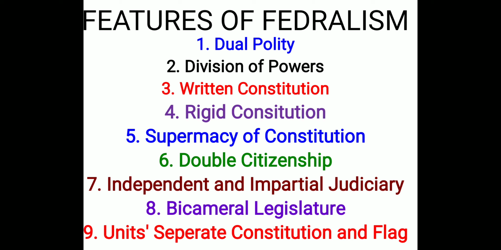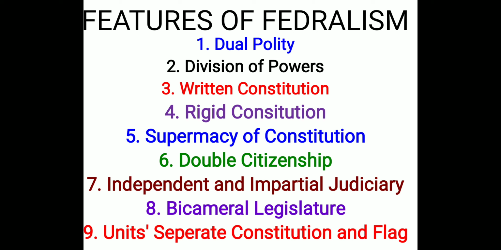Like dual polity. So, a federal government is a dual polity system. It means there are two governments at two levels. One is for the entire country, and one government is for a particular area. In USA, in India, we have dual polity governments, dual polity system, two governments. One is the government of India, and one is the government of the state, and each state has its own government.